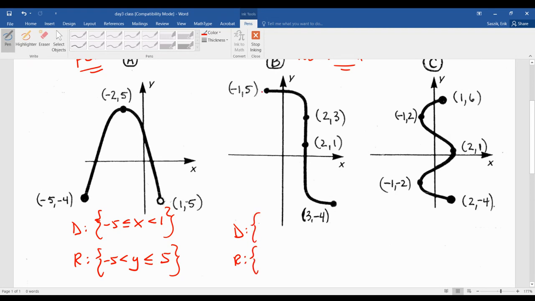Domain here, left to right. Furthest to the left is right there, -1. Furthest to the right is right there. The x value is 3. Range is low to high. The lowest is right there. Remember, the y value is -4, and the highest is up at 5.